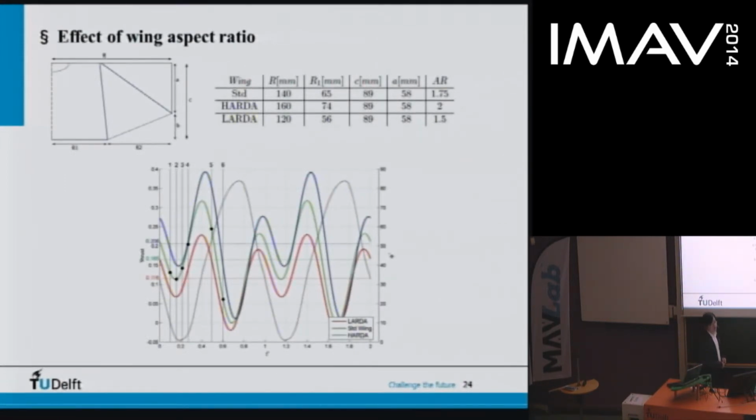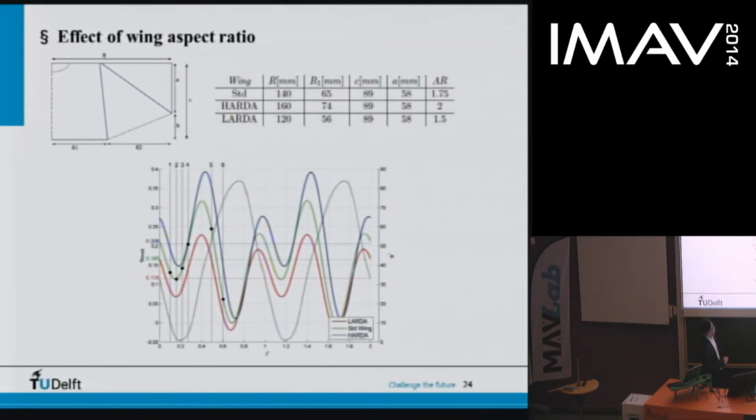Later on, we also evaluate the effect of wing aspect ratio. The standard wing, which we name here as TD, is the normal wing on DelFly 2, with a 140 millimeter half wingspan. We keep the chord length and the tip length the same. We only increase the spanwise length from 140 millimeters to 160, then 120. The letters mean the high aspect ratio, with different AR as an abbreviation.